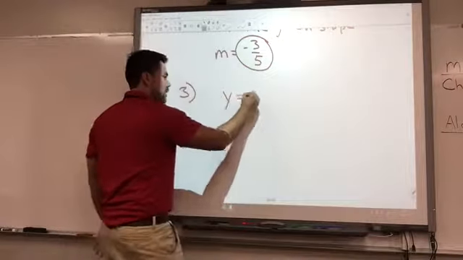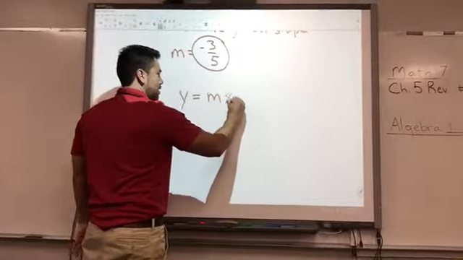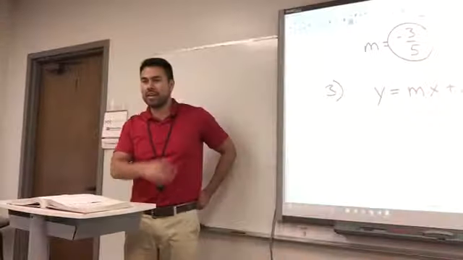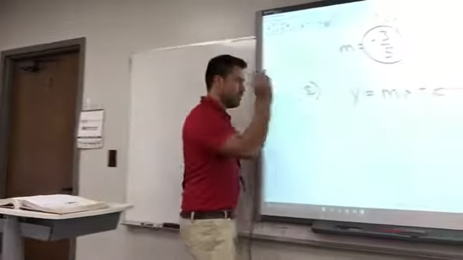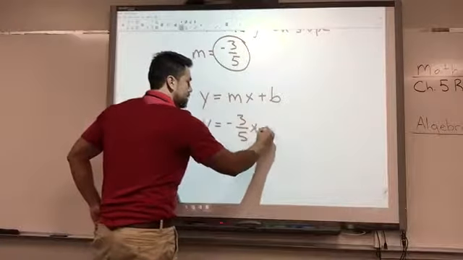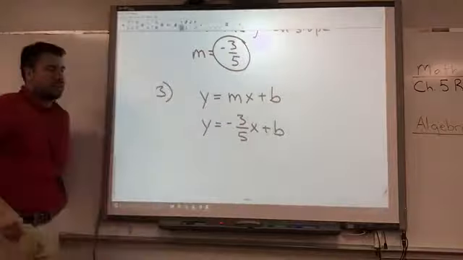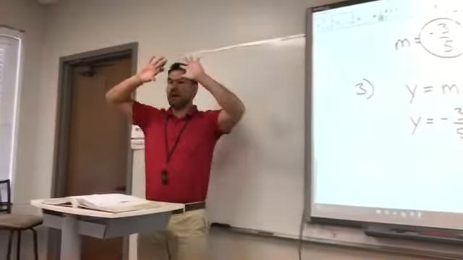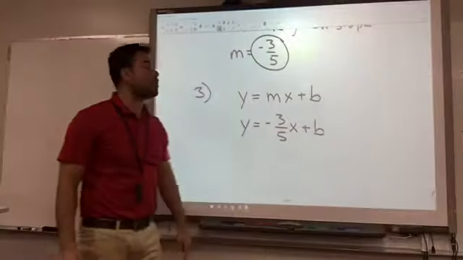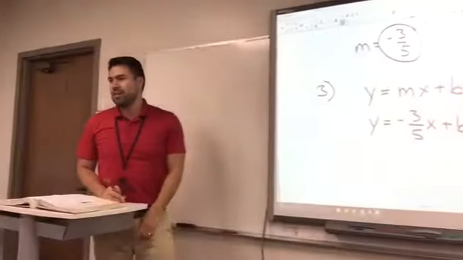You've got y equals mx plus b form. Does anyone know what my m is in the line I want to get? Negative 3/5. So I have y equals negative 3/5 x plus b. All I need is b in this problem. That's all I need left to get this answer. I need to find b, but how do I figure that out?